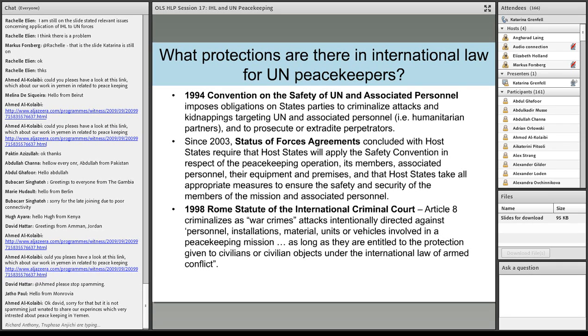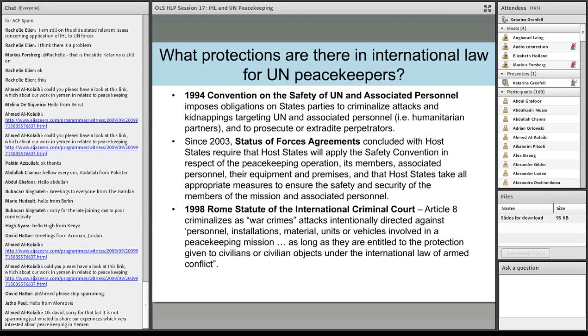While this creates some confusion in the international law framework, in my view, it would be advisable for UN operations to be guided by the terms of the Rome Statute. And this is because the Rome Statute was adopted after the Safety Convention and has been ratified by over 120 states, and as such probably represents the current position of states on this issue.